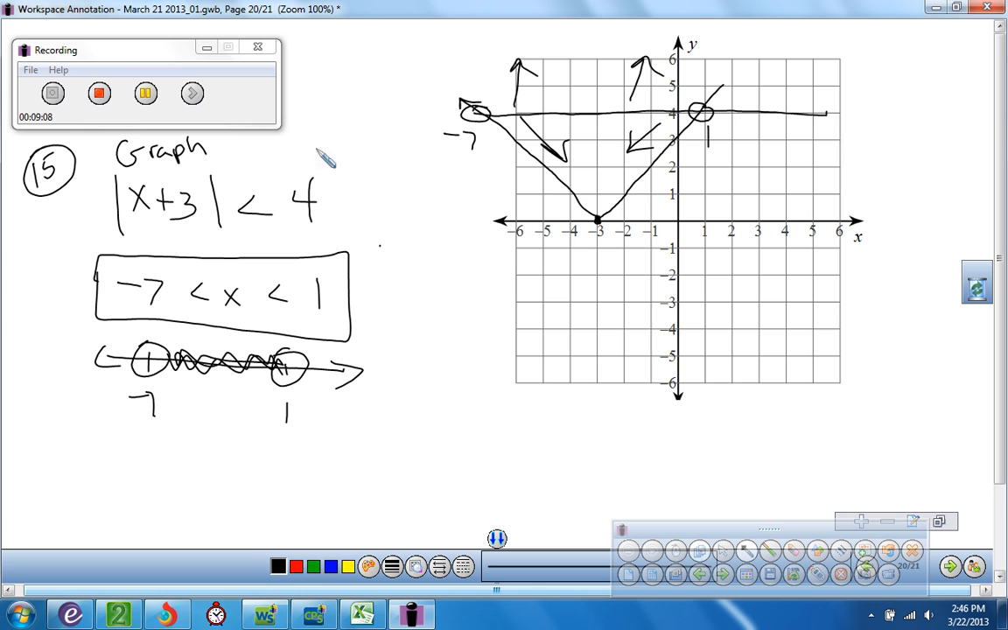But again, to graph it, we take the number here, we draw a straight line across, graph this part, wherever they intersect is going to be our numbers here.